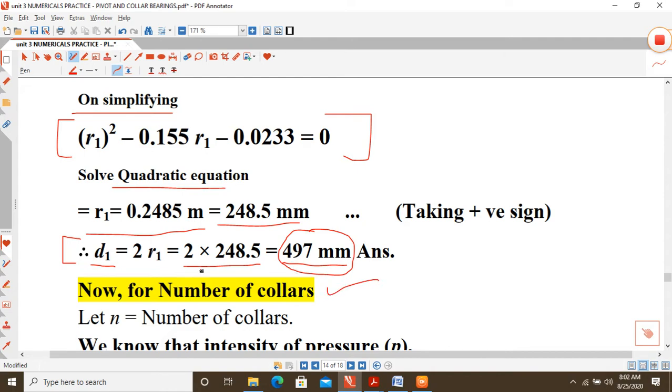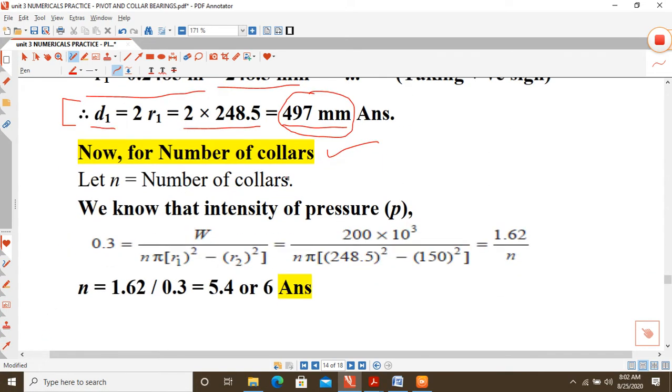And last, to calculate the number of collars, we know that the formula for intensity of pressure is important. So let small n represent the number of collars. Now directly we know that the intensity of pressure, given as 0.3, is equal to load upon bearing area, that is W upon n into pi (R1 square minus R2 square), as there are n number of collars. So the area of each collar is pi (R1 square minus R2 square), and there are n collars. So this is a direct formula also.